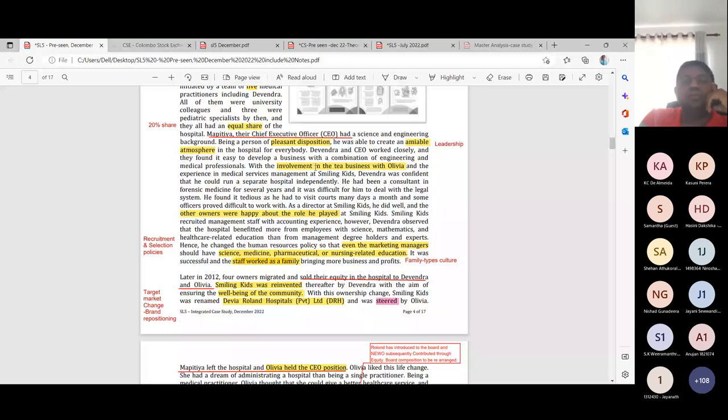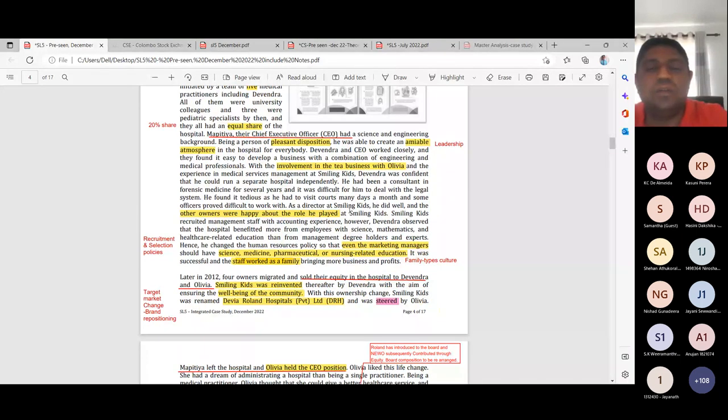Right. So he had been a consultant in forensic medicine for several years and it was difficult for him to deal with the legal system. He found it tedious as he had to visit the court many days a month and some of the officers were too difficult to work with. He was fed up with his job and then thought it better to run a hospital. Right. As a director of Smiling Kid, he did well and the other owners were happy about the role he played. He's a good leader at Smiling Kid.